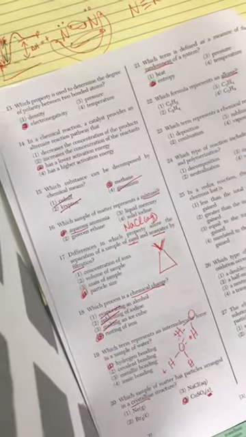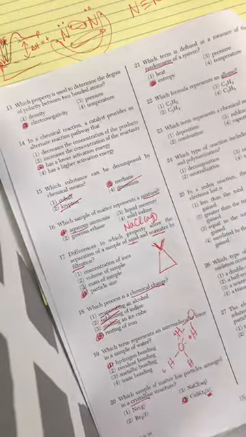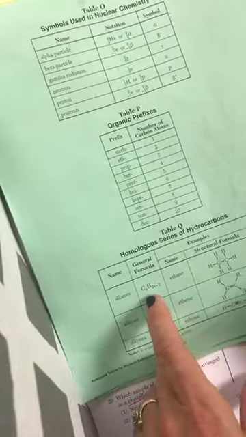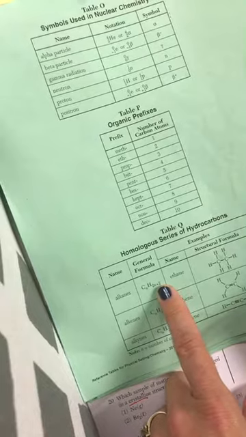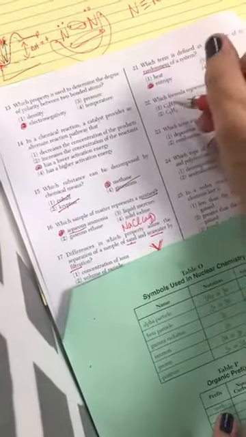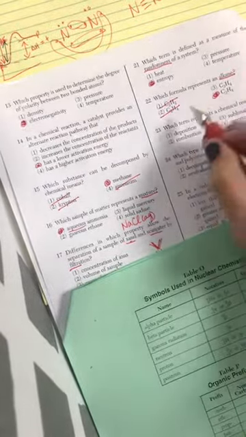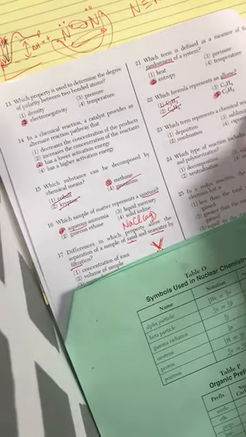All right, which formula represents an alkane? So if I have an alkane, what happens is I go over here to my reference table, table Q. All right, here's my alkanes, alkenes, alkynes. So my alkanes are CnH2n+2. So that is not 2n+2. That is not 2n+2. This one is.